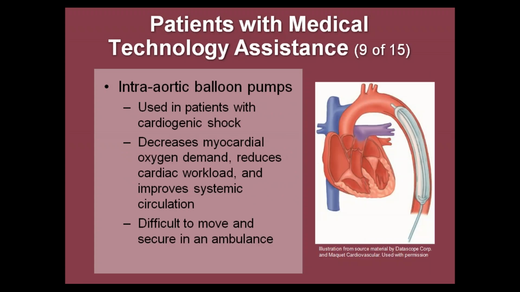All right. So we have intra-aortic balloon pumps, used in patients with cardiogenic shock. They decrease myocardial oxygen demand, reduce cardiac workload, and improve the systemic circulation. It's difficult to move and secure in an ambulance with this patient. And that's about all I got to say about that.